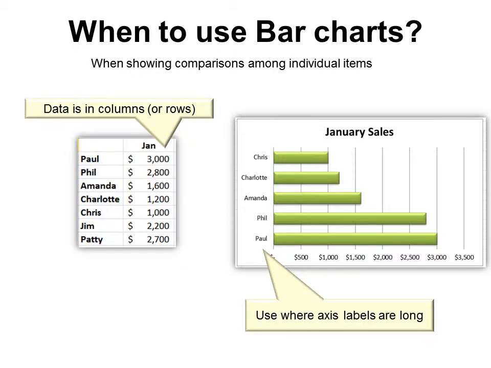When to use bar charts is very similar to a column chart, but the main difference is when you have a long axis label that wouldn't fit underneath, then it makes sense to use a bar chart.